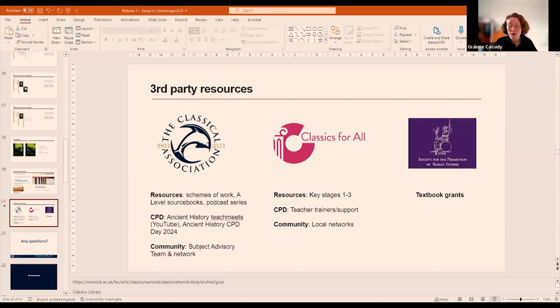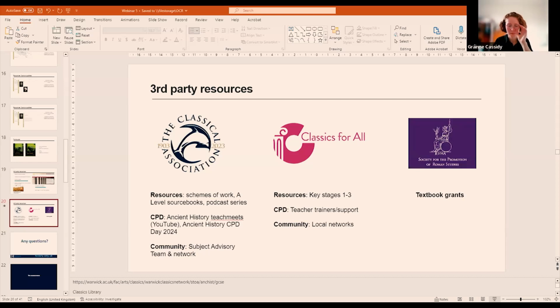And if you are now looking to introduce ancient history and you would like to buy classroom sets of those textbooks that Alex has previously mentioned, the Roman Society offer textbook grants, so that might be an organisation to get in touch with if you can't quite manage it out of your department budget. I think that was all from me, just on some additional resources.